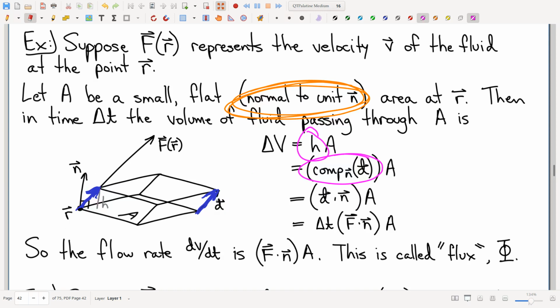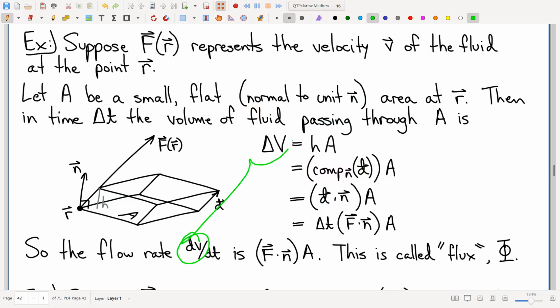Well, the d vector, if you think about it, is a displacement. And displacement is velocity times time. And the vector field represents our velocity. And so we win. Right? We're done here.